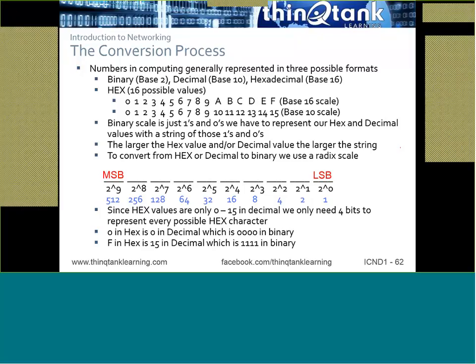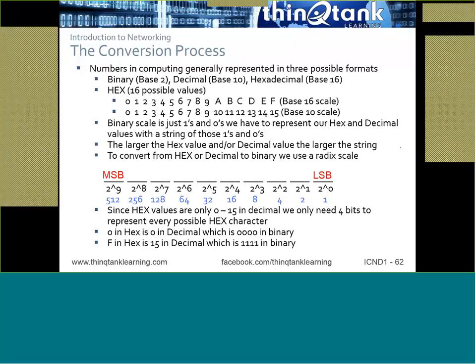Our corresponding base 10 scale is just simply 0 through 15. So far, so good? All right. A binary scale is just the ones and zeros that we have to represent the hex or the decimal value with a string of those ones and zeros. Does that make sense? In other words, any hexadecimal number can be represented with a string of ones and zeros, and any decimal number can be represented with a string of ones and zeros.